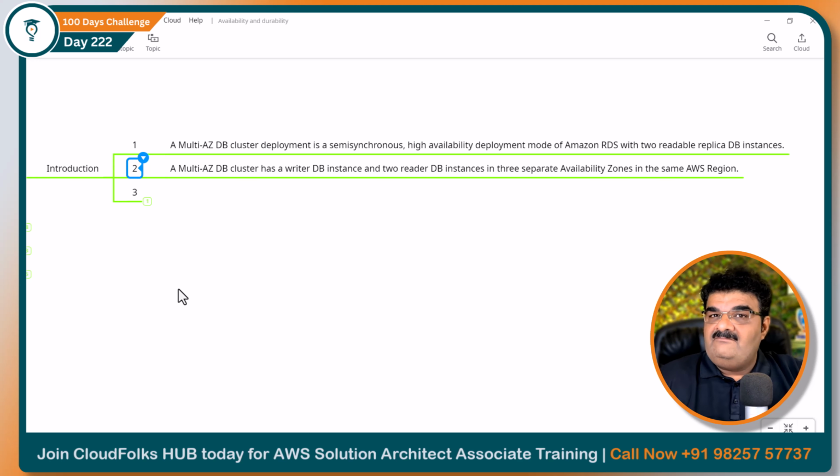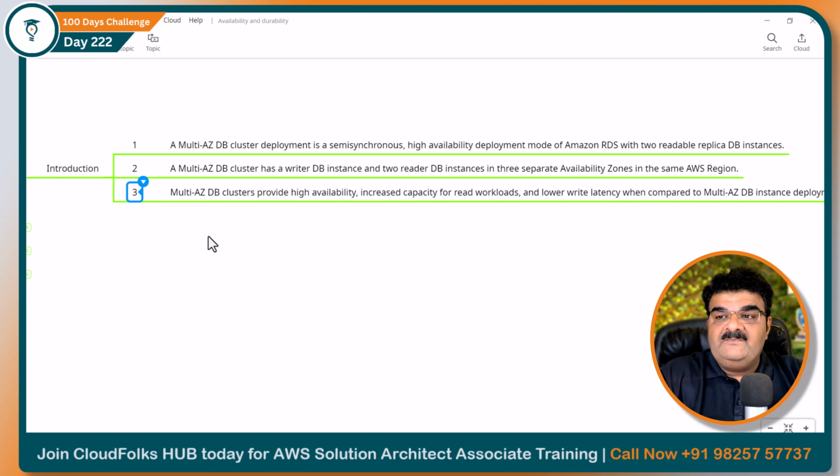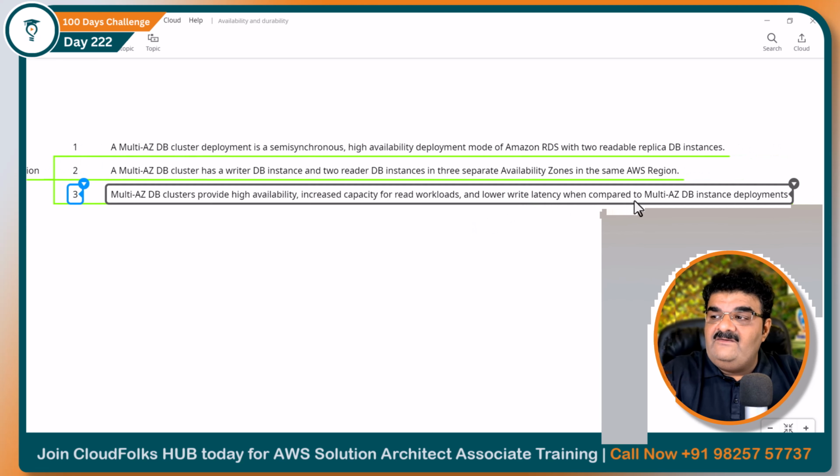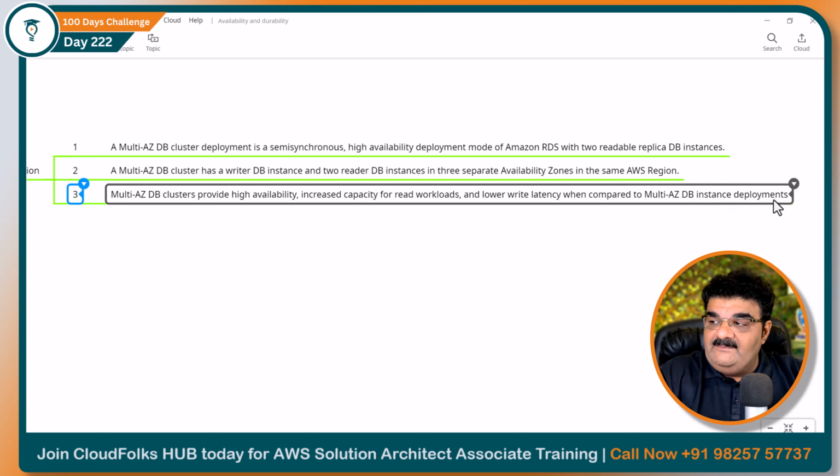Single DB instance has no high availability and no performance benefit. With multi-AZ, we have high availability for sure, but there is no performance benefit because it has only one primary instance, and the other instance in another availability zone is always a standby instance. So we don't have a performance benefit when using multi-AZ. But with multi-AZ DB cluster, we have a performance benefit as well. Multi-AZ DB cluster provides high availability, increased capacity for read workload, and lower write latency when compared to multi-AZ DB instance.